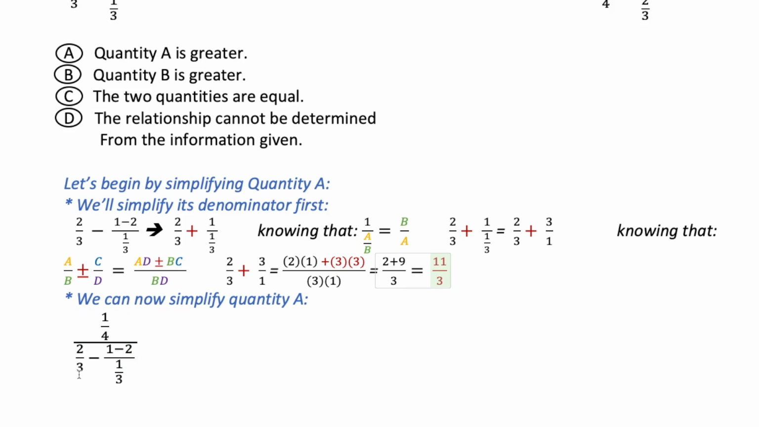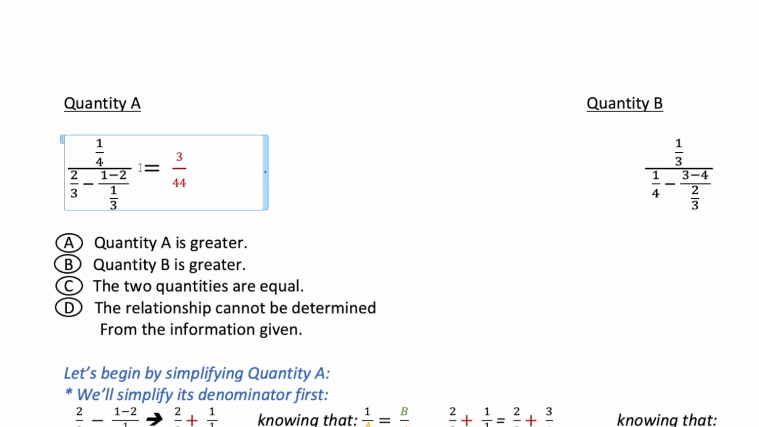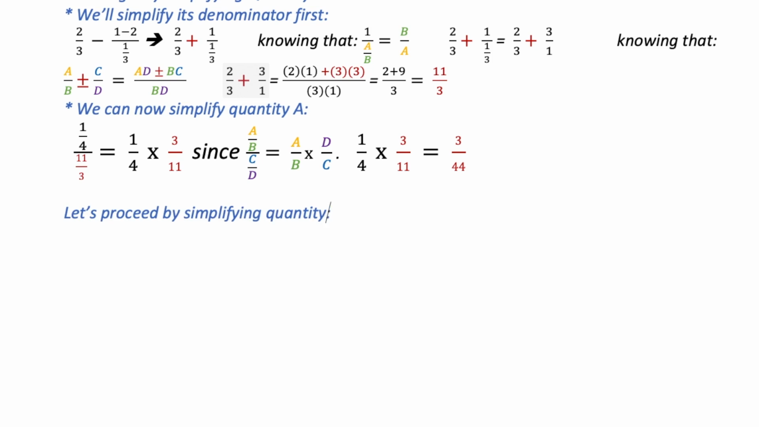Now, let's replace the denominator by its value in quantity A. 1 over 4 all over 11 over 3 is equal to 1 over 4 times 3 over 11, since A over B all over C over D is equal to A over B times D over C. Having a fraction product, the numerators multiply each other, so do the denominators. In this case, 1 multiplies 3 and 4 multiplies 11, which will give us 3 over 44. Now that we have the value of quantity A, which is 3 over 44, let's proceed by simplifying quantity B.